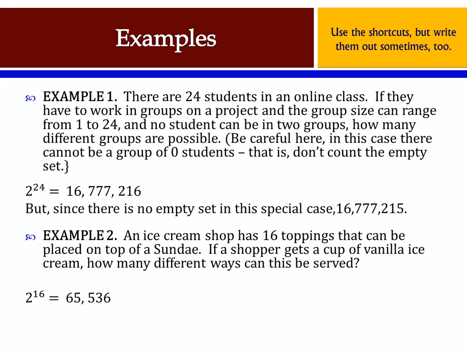And that turns out to be 65,536. Now, we're not asked for the proper subsets here. It is possible that the shopper could choose all, and it's also possible that the shopper could choose the null set, and that is to have no topping on the cup of vanilla ice cream. So since every set is included, not just proper, it's our base of 2 raised to our number of elements in our set, 16, which is 65,536 different ways that this cup of vanilla ice cream could be served.